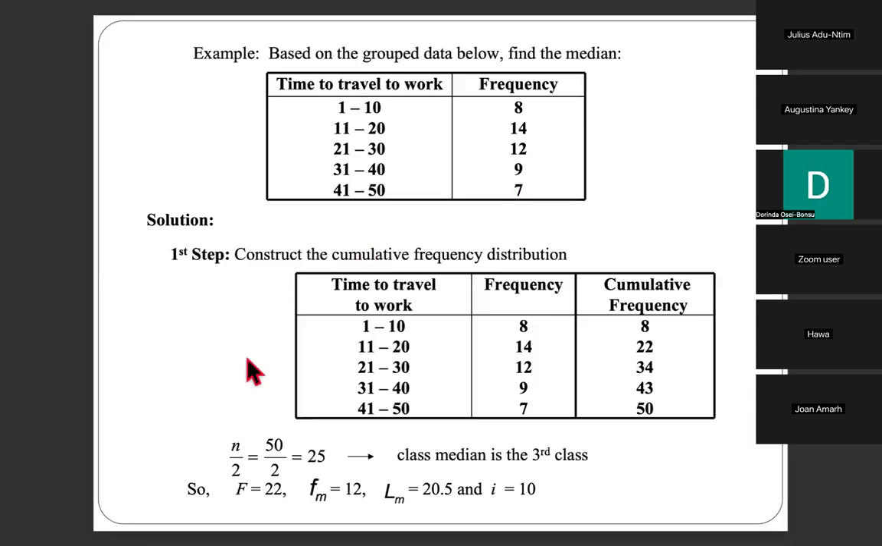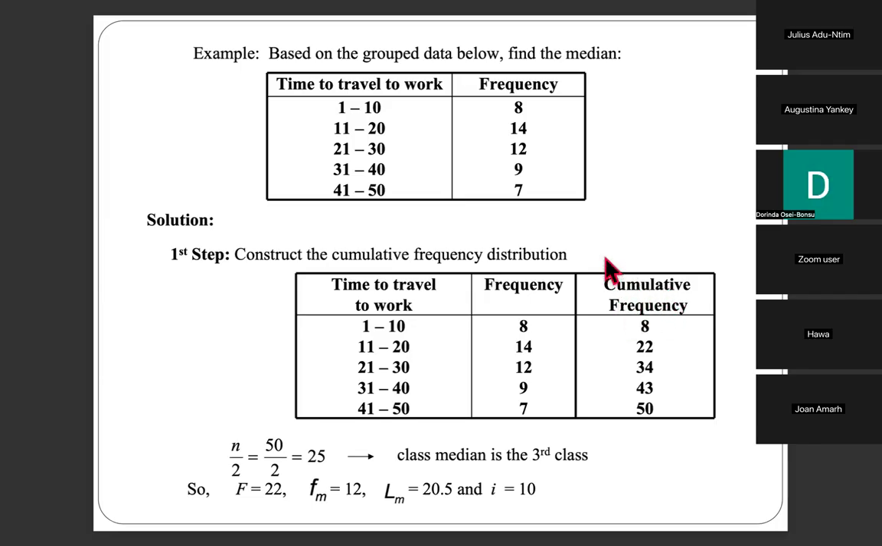And these are the frequencies. The number of observations that we have here, when we add all these frequencies, is what? 50. 50 divided by 2 is helping us to locate where our median class can be found. When we divide it by 2, we get the 25th position. So where will we find our 25th position? That is when we construct our cumulative frequency.